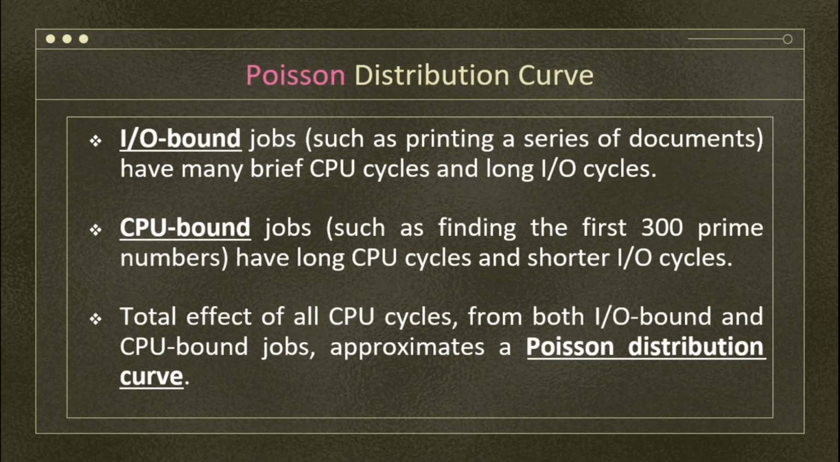Poisson distribution curve. Input-output bound jobs, such as printing a series of documents, have many brief CPU cycles and long input-output cycles. CPU bound jobs, such as finding the first 300 prime numbers, have long CPU cycles and shorter input-output cycles. The total effect of all CPU cycles from both input-output bound and CPU bound jobs approximates a Poisson distribution curve.